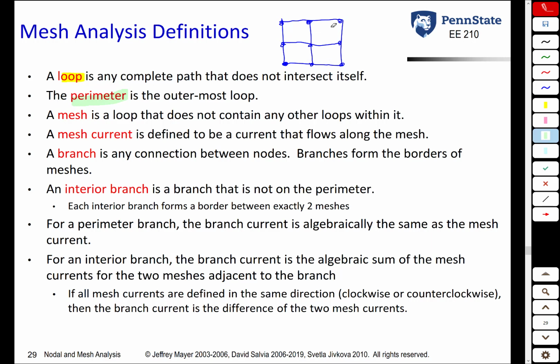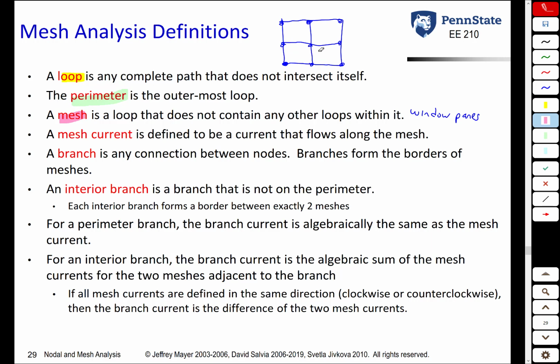A mesh is a loop that does not contain any other loops within it. I like to think of these as window panes. So these are our window panes. So a mesh, that's a mesh, that's a mesh, that's a mesh, that's a mesh. So there are 4 meshes in this particular circuit.